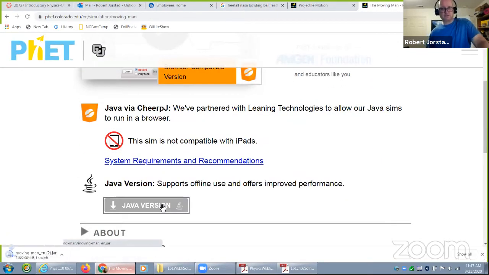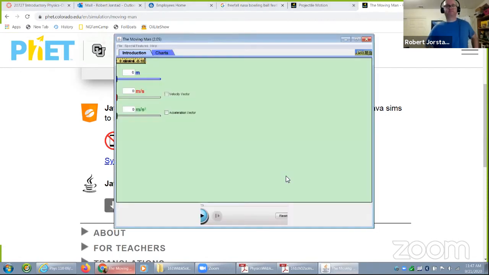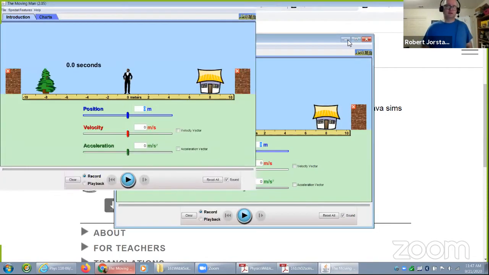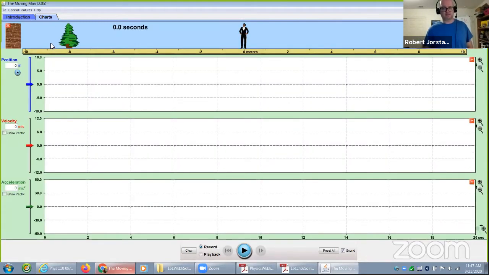I think the Java version is better here. Maybe. There it goes. So you remember this that we looked at before. I'm going to put it up on steroids now so we can see these graphs. All right. And let's get this out of here. I can't see with the zoom. Okay.